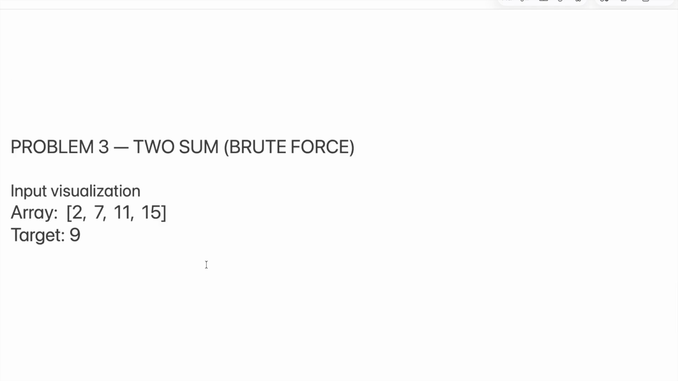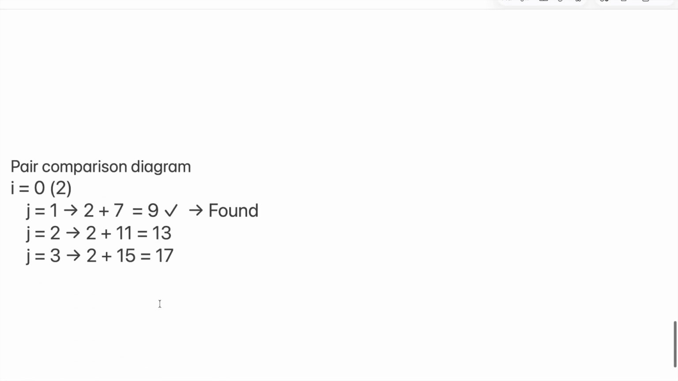Now let's look at the two-sum problem using the brute force approach. I start by fixing the first element in the array and then I add every element that comes after it with the fixed element and compare it with the target. So here 2 plus 7 equals 9, which matches the target. So I found a valid pair.